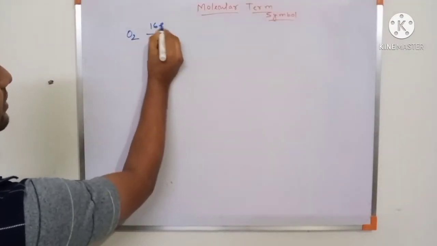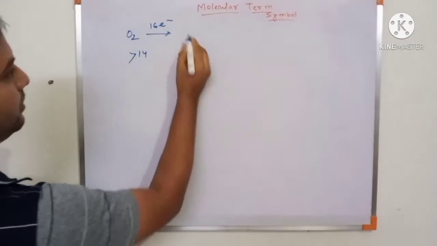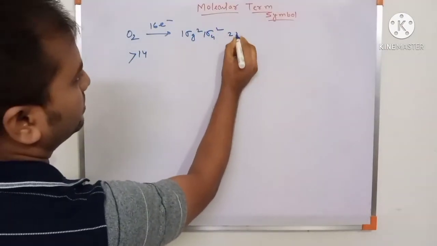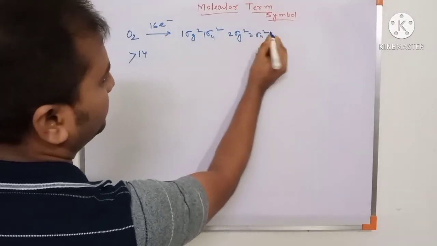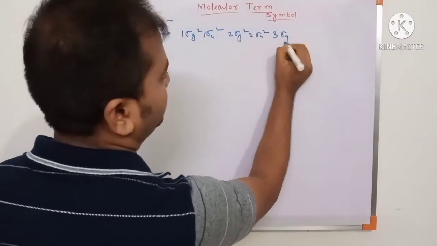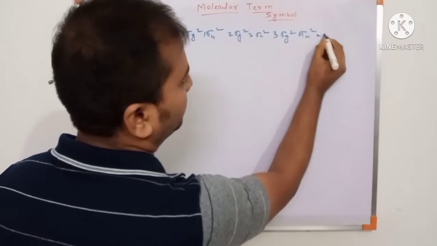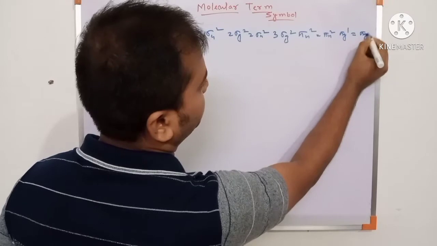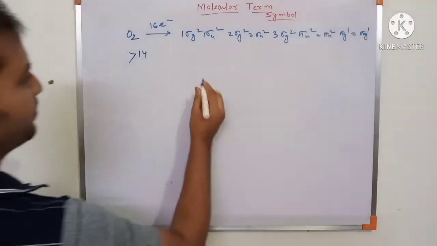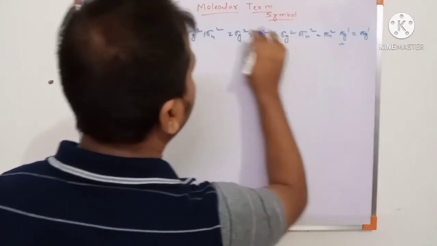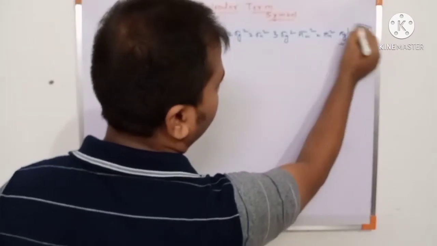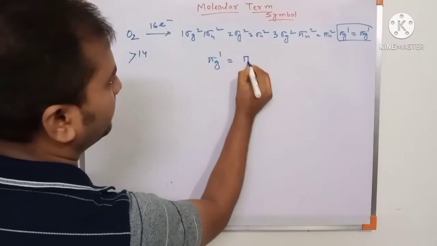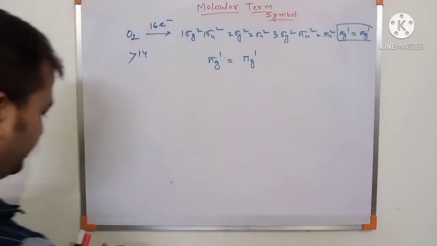O2, this is 16 electrons, so greater than 14 rule. So 1 sigma g 2, 1 sigma u 2, 2 sigma g 2, 2 sigma u 2, 3 sigma g 2, pi u 2, pi u 2, and pi g 1, pi g 1. So first, this is the first molecular term, valence electron.